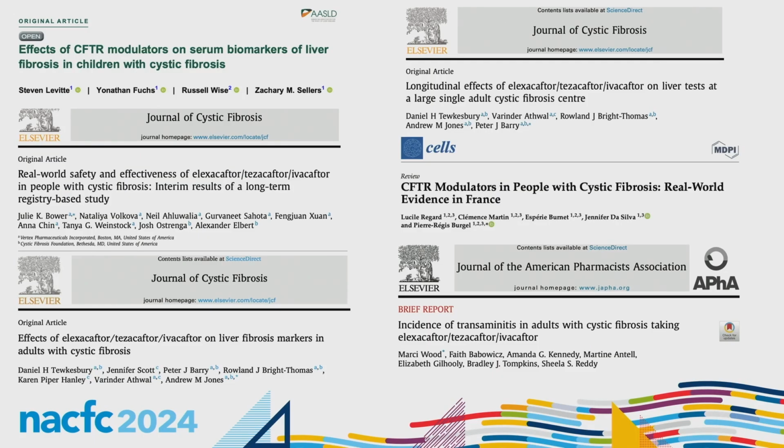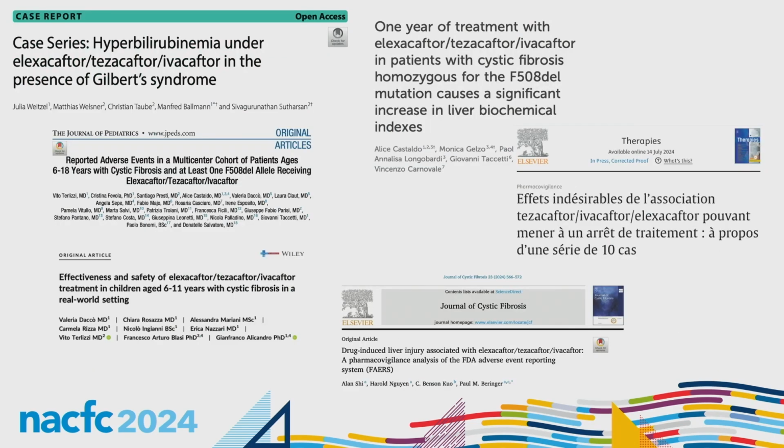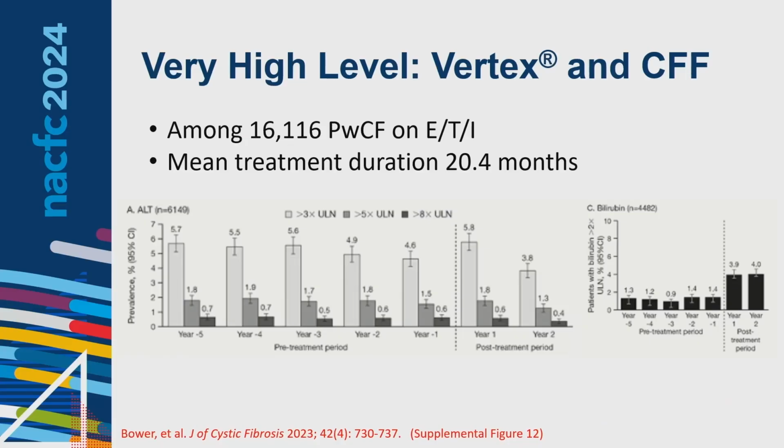So this is a slide I actually showed last year. I copied and pasted. And since that time, we now have at least 5 or 6 more papers that are all dedicated to the real life experience. So there's a ton of data that's coming out. If we look again at a very high level and look at the Vertex and CF Foundation data where they followed over 16,000 patients on ETI, mean follow-up at this time of almost 2 years, you can see that in this lightish bar here, this is 3 times upper level of normal.